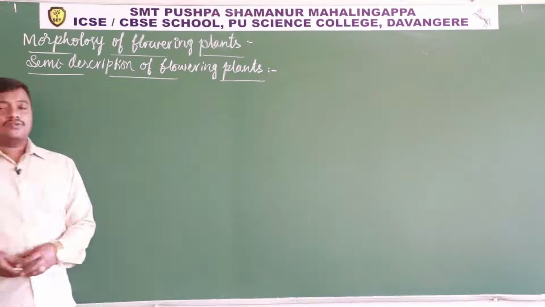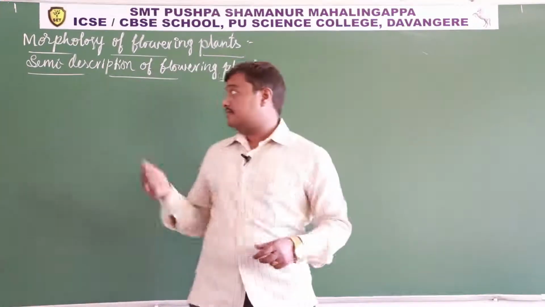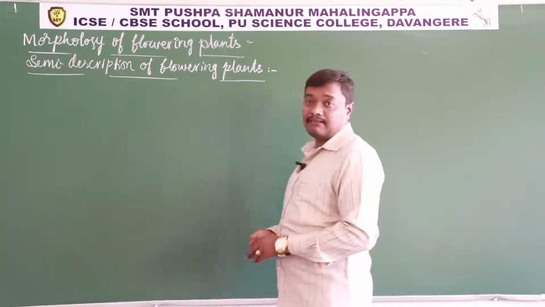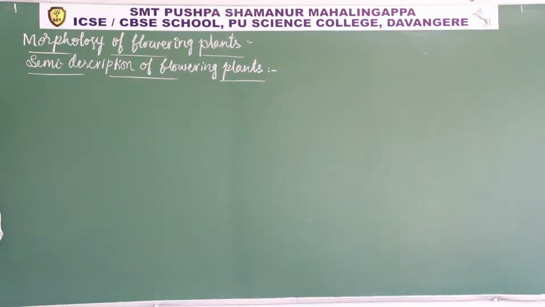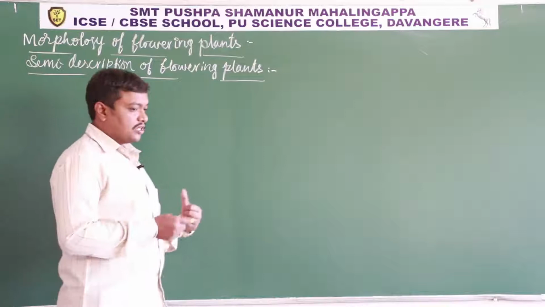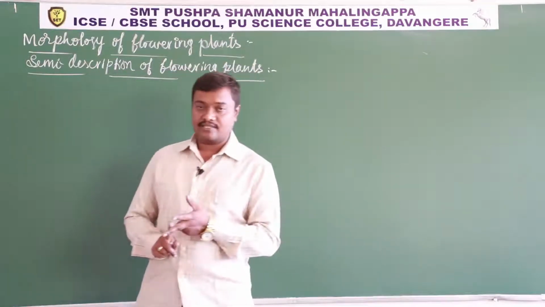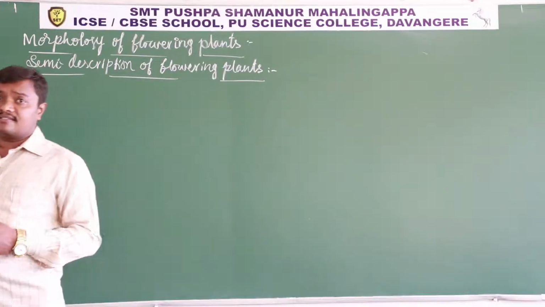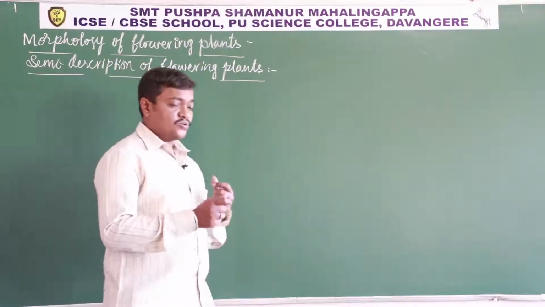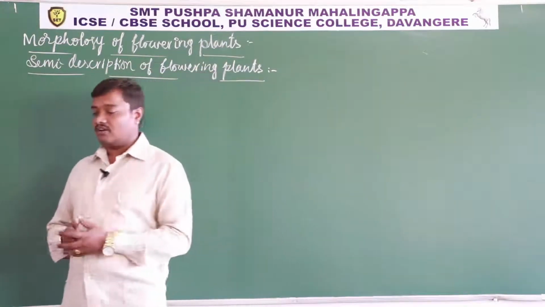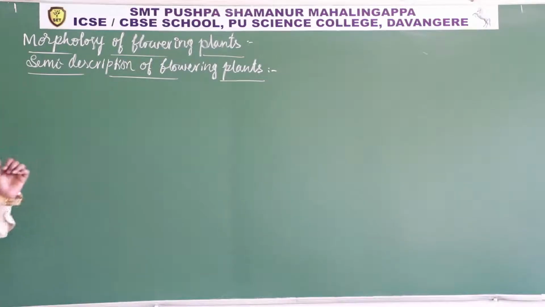So hi everybody. In the last class, under this semi-description of flowering plants, we discussed up to the vegetative characters of a plant. Vegetative characters of the plant include root, stem and leaves. Under the root we discussed the nature of the root in that plant and whether it shows any kind of modifications. You have to write that under this semi-description.